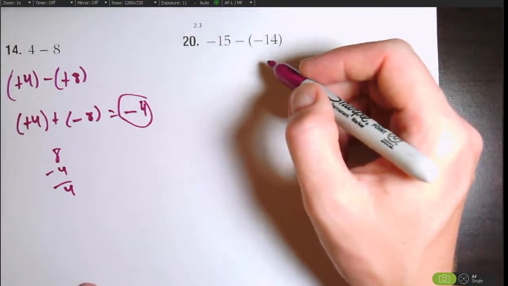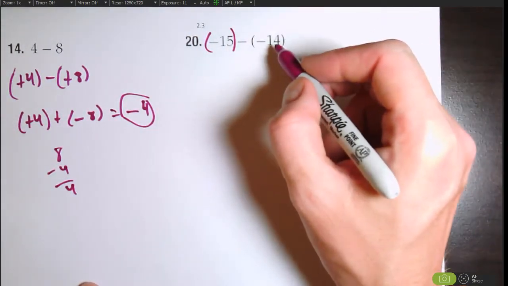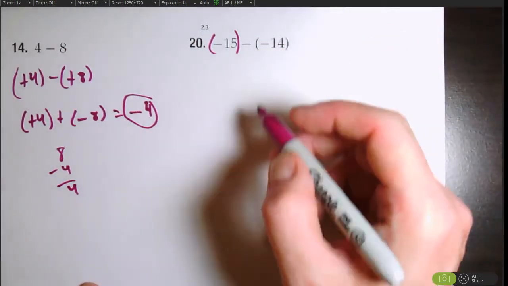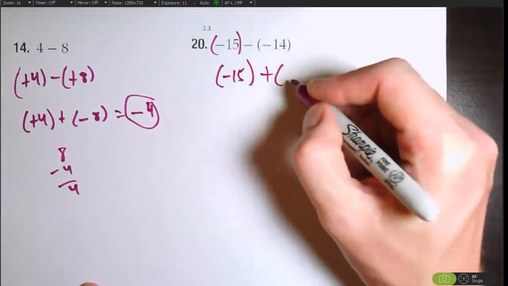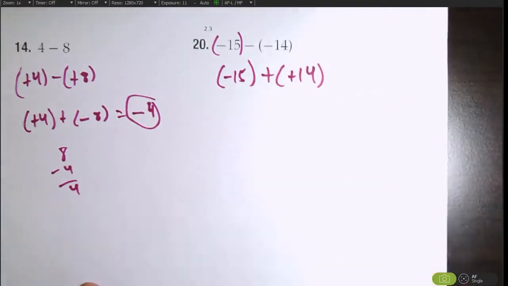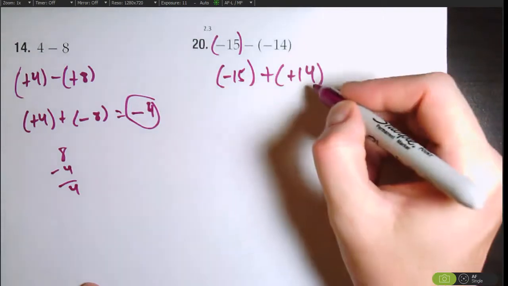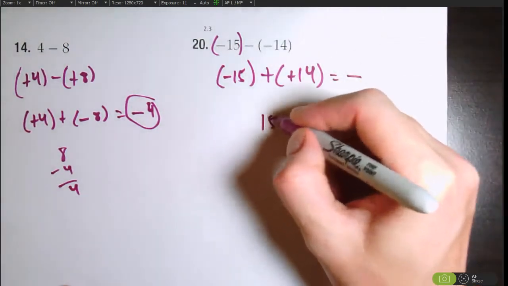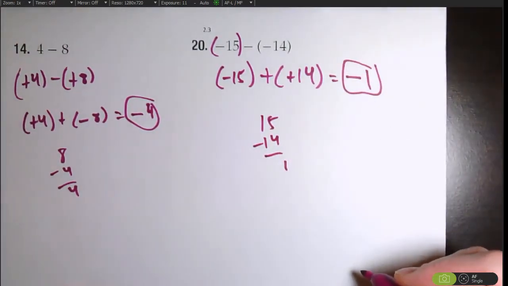Now for number 20, they were nice enough, they didn't put the parentheses there, but they gave us the sign of the 14 written in. It's negative 15 minus a negative 14. Oh, well I'm subtracting a negative. That means I'm adding a positive. So negative 15 plus positive 14 ends up giving us, well, this is more to the left than it is to the right again, so it's going to be negative. And then 15 and 14 are 1 apart, so negative 1.